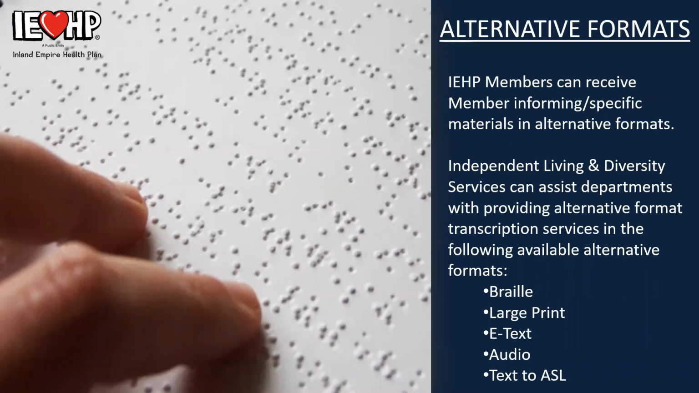So there might be some things that get lost in translation from English to ASL. So we do provide the option for members who are deaf or hard of hearing who leverage ASL to request text to ASL services, meaning that if a member requests a letter in ASL, the letter would then be read by an ASL interpreter and recorded, and that video file would then be sent to the member. So this is just a general overview of what alternate formats can be.